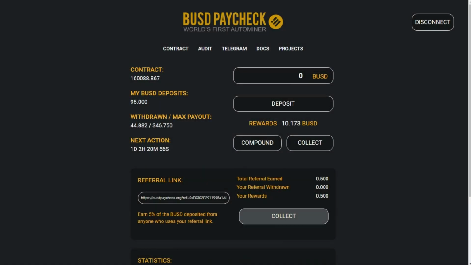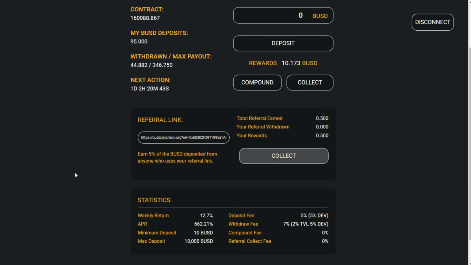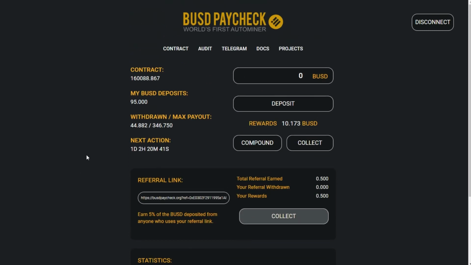BUSD Paycheck is another steady miner where you can earn 12.7% every week, and it has an auto-mining feature. This means that you don't need to compound every day like with all the other miners. You come here once a week to collect your interest and that's it. The contract balance looks healthy, with around 160,000 BUSD, so it will last for a while.